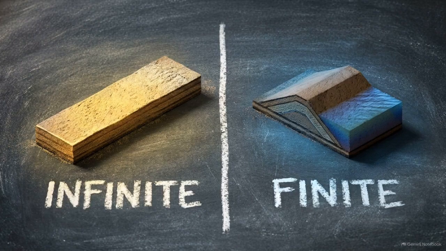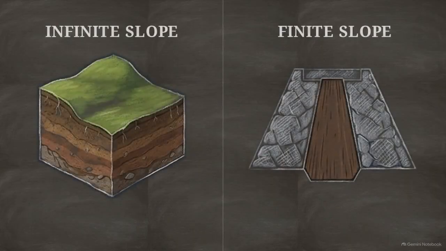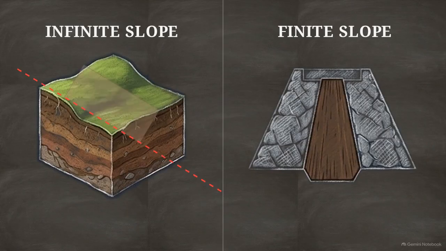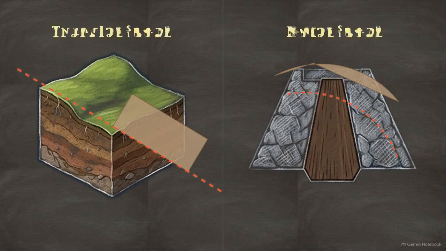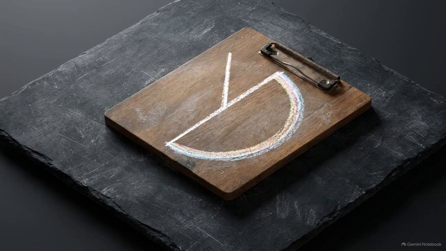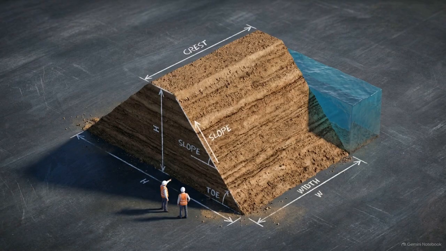Slopes fall into 2 distinct geometric categories that dictate the math: infinite and finite. Infinite slopes, like vast natural mountainsides, fail translationally, sliding downward along a straight parallel plane. Finite slopes, like constructed embankments, have restricted boundaries. They fail rotationally, carving out a deep, curved arc. Because the failure shape dictates the mechanics of the slide, classifying the geometric boundaries of the slope is the necessary first step before any stability analysis can begin.